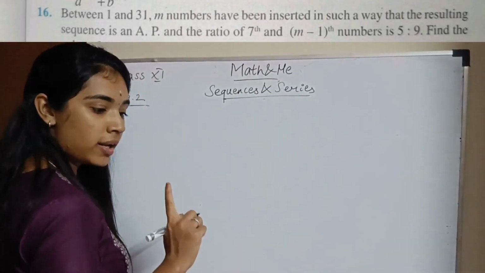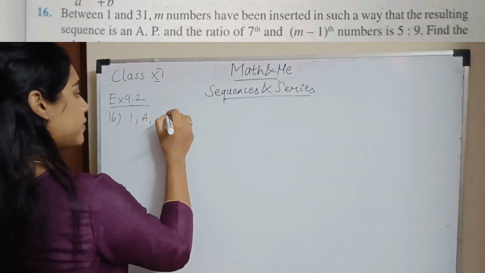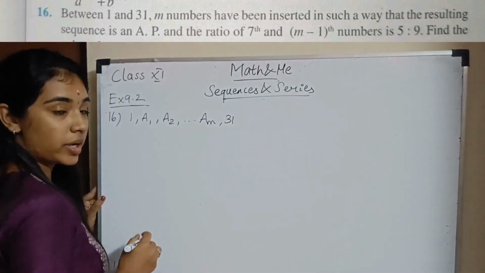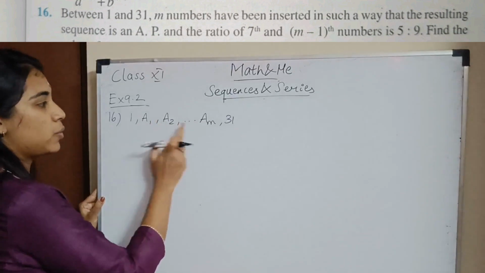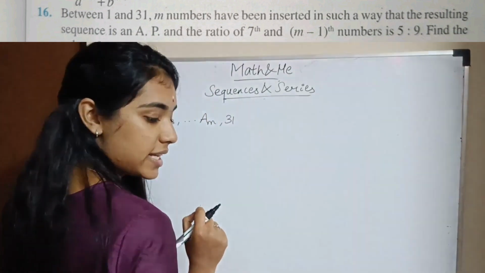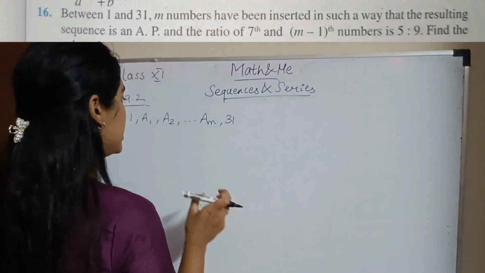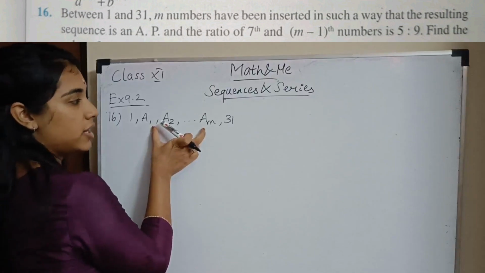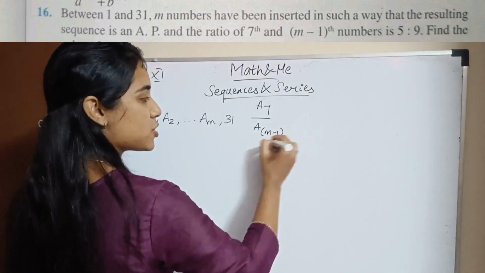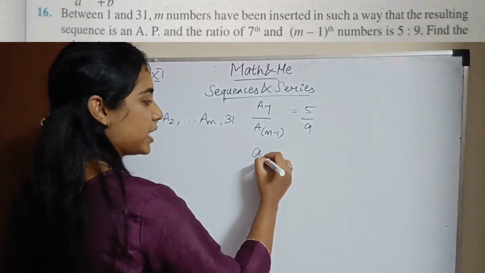Question number 16. Between 1 and 31, m numbers have been inserted. So between 1 and 31, you have A1, A2 and so on till Am. So you have m terms inserted between 1 and 31, such that the resulting sequence is an AP, and the ratio of the 7th and the (m minus 1)th numbers of the AP is given to be 5 by 9.